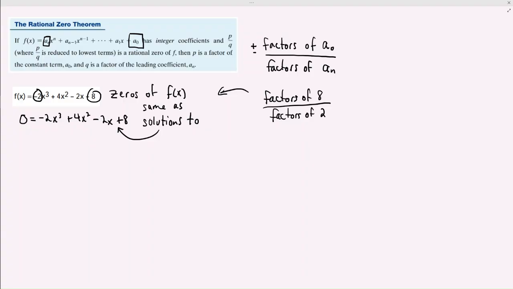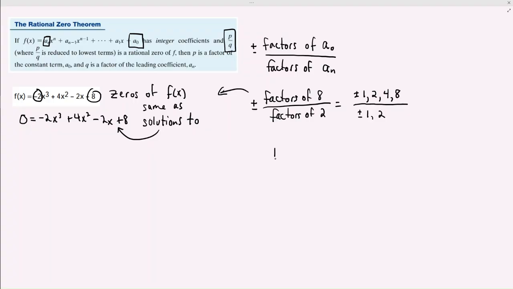Constant, lead coefficient, and then we're going to just look at positive and negative cases for each. Okay, so let's put my factors of 8 up here. Okay, 1 fits into every number. 2 is the next number that fits into 8, and 4 after that, and then every number fits into itself as well. And then down here, we've just got 1 and 2. So we'll just go through and create these rational values that come from combining each of these possible terms.